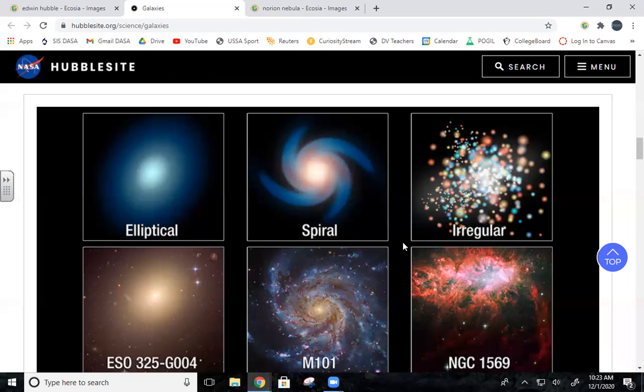Well, that's a projection. Like we can't count all of them, right? So we're trying to do our best to do the math. There are approximately 1 trillion galaxies, and that's like the low estimate. So there are at least 1 trillion.